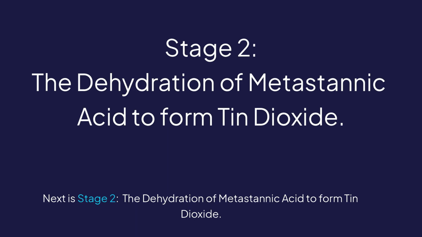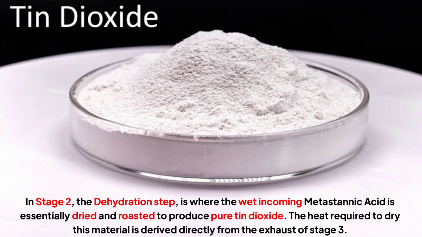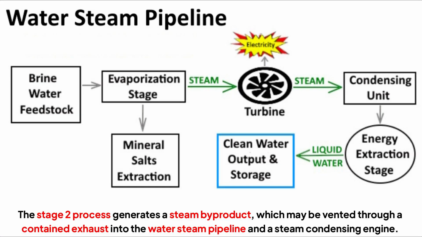Next is stage 2, the dehydration of metastannic acid to form tin dioxide. In stage 2, the dehydration step is where the wet incoming metastannic acid is essentially dried and roasted to produce pure tin dioxide. The heat required to dry this material is derived directly from the exhaust of stage 3. The stage 2 process generates a steam byproduct, which may be vented through a contained exhaust into the water steam pipeline and a steam condensing engine.